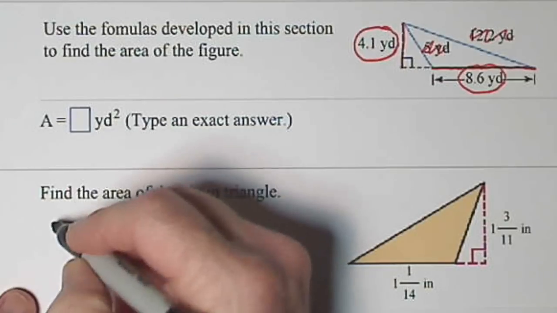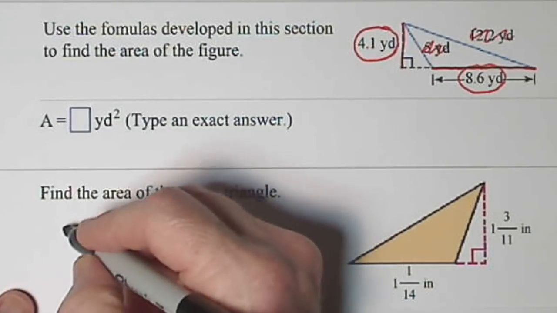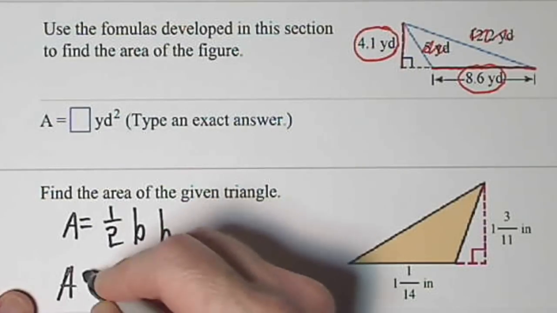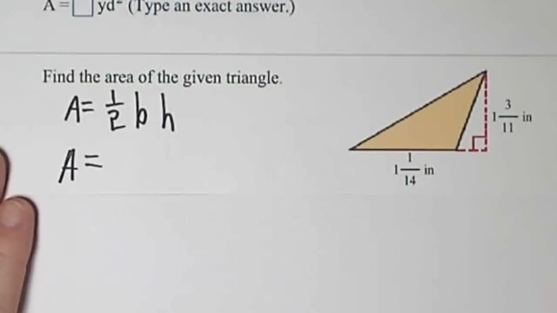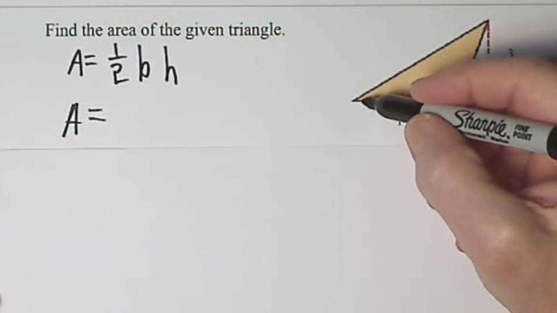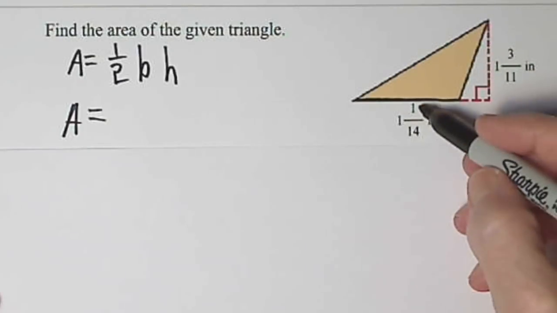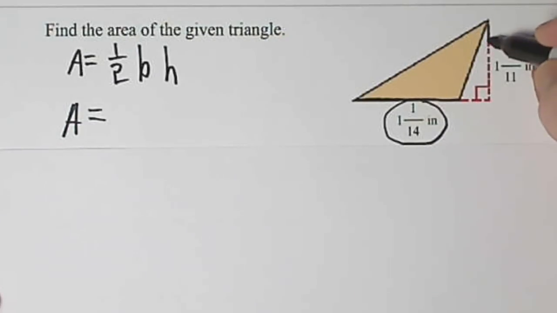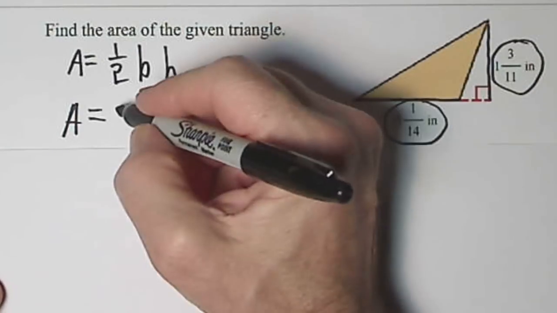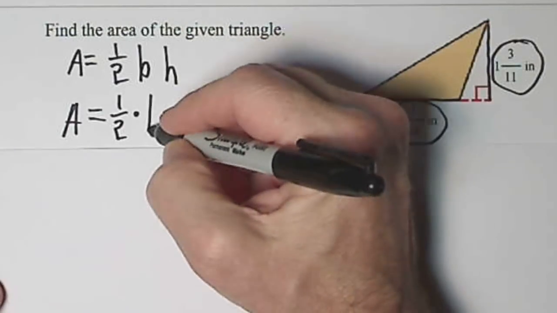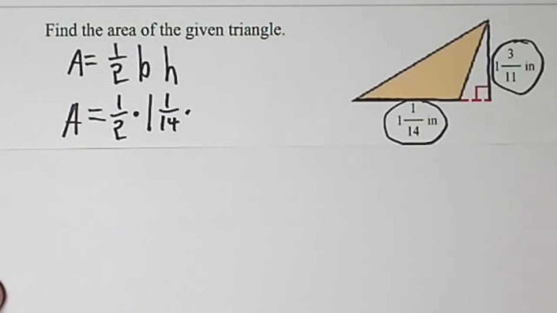We have our formula. We're in fractions now, so I'm going to say area is equal to 1/2 base times height. From, I want to be clear, from here to here is 1 1/14 inches. That's your base. From here to here is 1 3/11 inches. That's your height. So we have 1/2 base and your height.